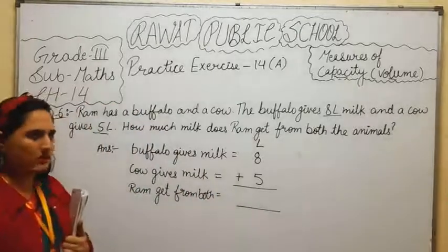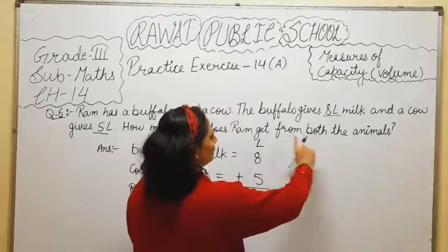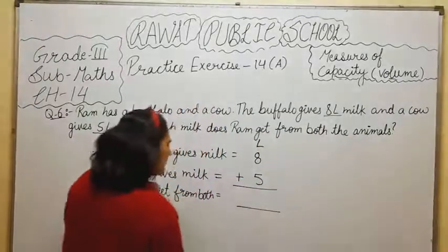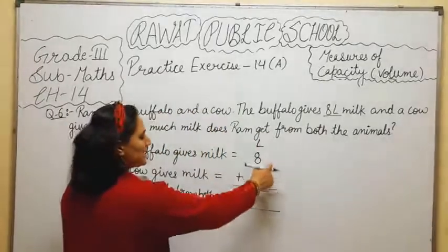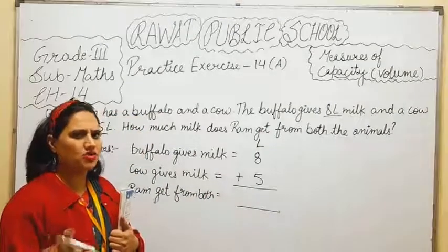That much is enough, or you can write the whole one. Ram gets milk from both the animals. We'll write it downside as well. So 8 plus 5. Here we are going to add these numbers in a short way.